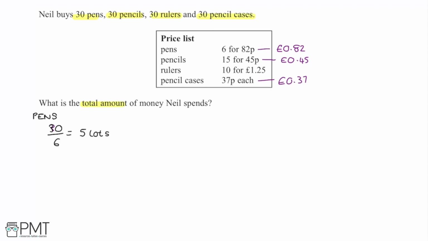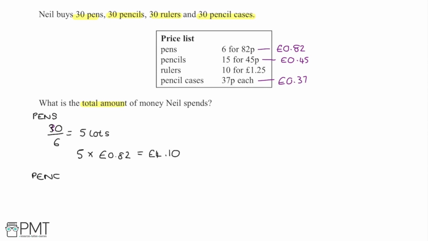So if we're buying 5 lots of pens, I can take the 5 and multiply it by the cost of 1 lot of pens, which is 82 pence. And that gives me an answer here of £4.10 for 30 pens. Now I can add this to the value for pencils.